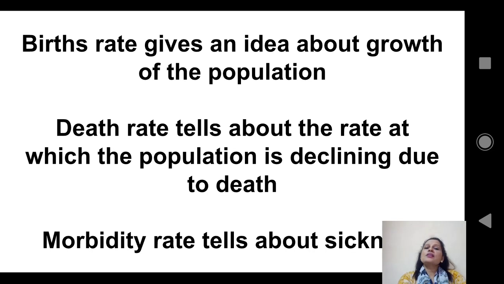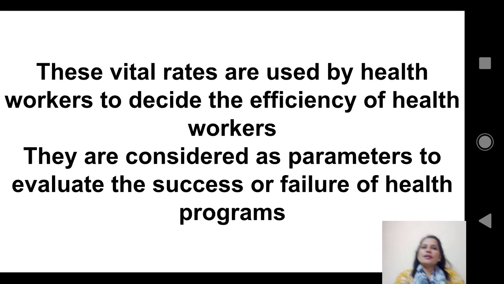Now, these vital rates are used by the health authorities to decide whether the health workers are effectively serving their purpose. Since these vital rates reflect the frequency of occurrence of vital events, they are considered as a measure to decide the success or failure of health programs. Health vital statistics are called a parameter to measure the status of health in the community.